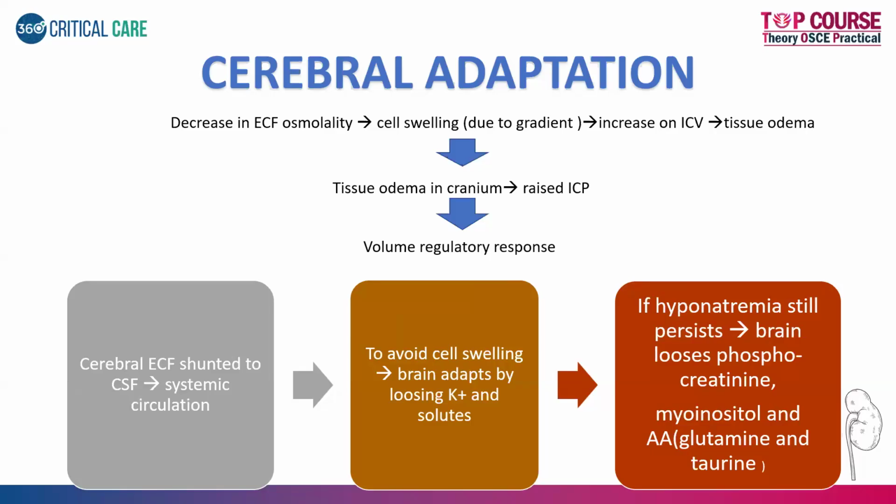To avoid cell swelling, the brain adapts by pushing out potassium and other solutes from the neurons. Even if this is unable to maintain the volume status in the cell, it actually starts losing other solutes like myoinositol and amino acids like glutamine and taurine and phosphocreatine. So these are the things which the brain actually tries to adapt in the initial phases.